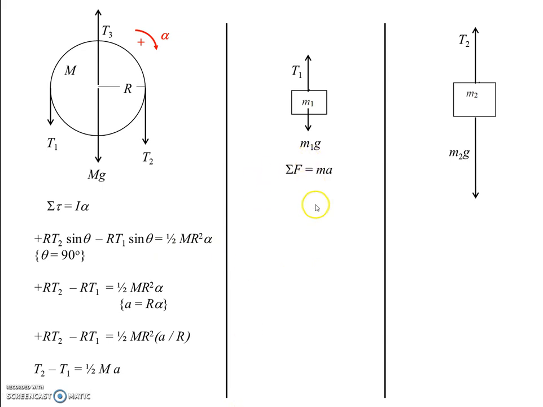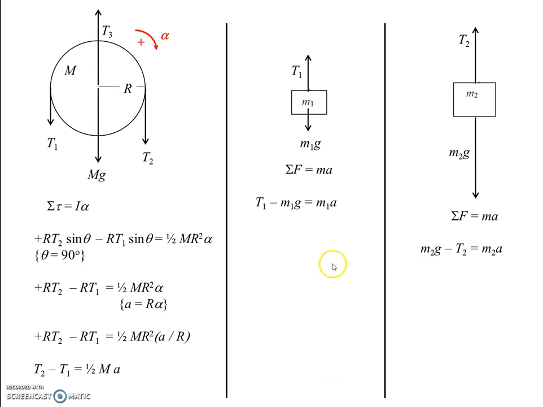So for the left one, or M1, it's sigma F equals MA. And of course, since up is positive, I assume we're calling up positive. T1 beats M1G, so it's positive T1 minus M1G equals M1A. For M2, down is positive because it's moving down, and so sigma F equals MA will look like this: M2G minus T2 equals M2A. And if you mess that up, please pause the video.